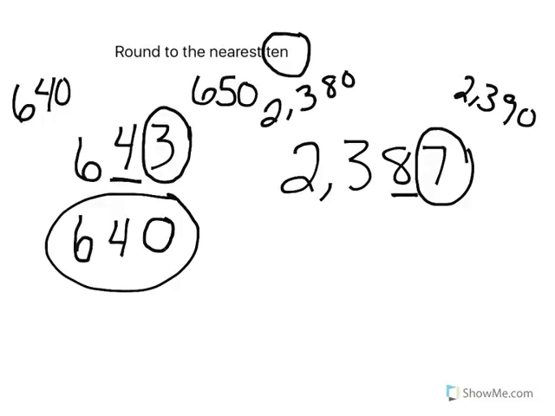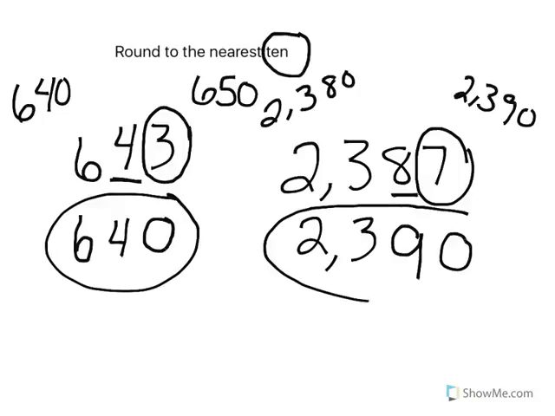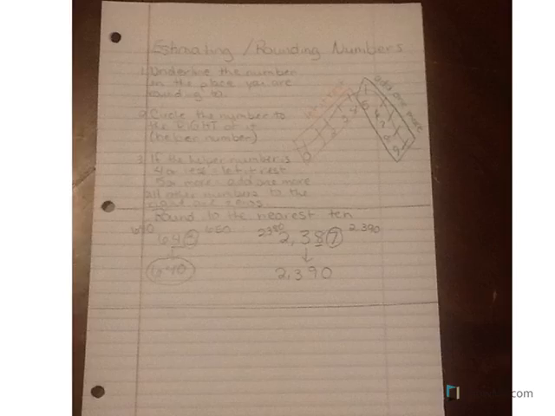So now let's use our rule. 4 or less, let it rest. 5 or more, add 1 more. My helper, my number 7, is more than 5. So the rule says 5 or more, add 1 more. My 8 that I underlined, I need to add 1 more. That makes it 9. Everything to the left stays the same. Everything to the right becomes a 0. That tells me that this number is rounded to 2,390. I should have pictured in my head that on the number line, it would be closer to 2,390. So now your notes should look like this with the spot that we just filled in and the notes right there.